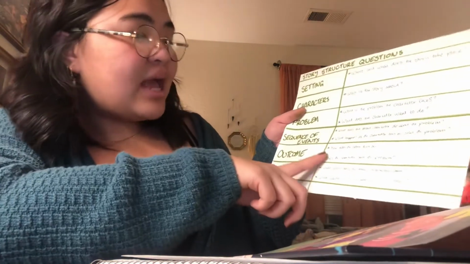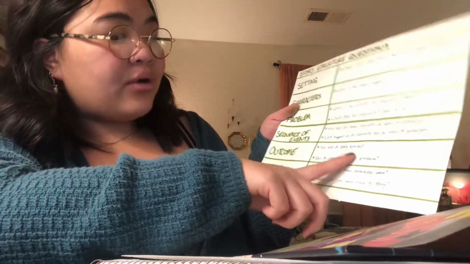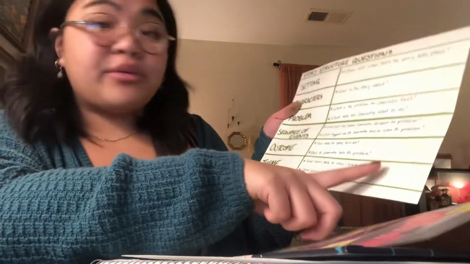So this paragraph tells the outcome of the story. Now, looking at our story structure questions, how does the story turn out? Does the character solve the problem? So let's answer the first question first. How does the story turn out?